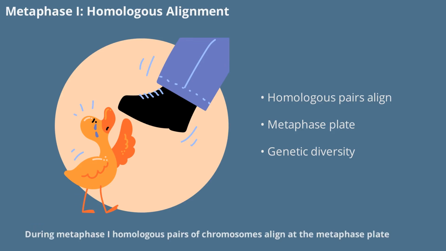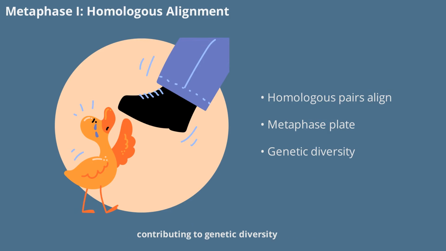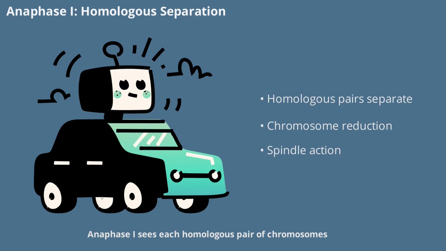During metaphase I, homologous pairs of chromosomes align at the metaphase plate. This alignment ensures that each daughter cell will receive a unique combination of chromosomes, contributing to genetic diversity. The precise arrangement is vital for proper separation during the next phase. Anaphase I sees each homologous pair of chromosomes separate as they are pulled to opposite poles. This separation reduces the chromosome number by half, preparing the cell for the next division.